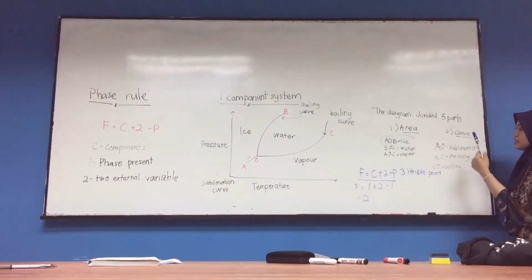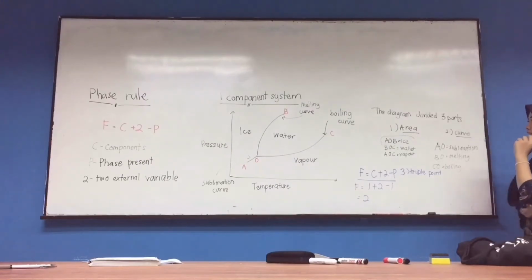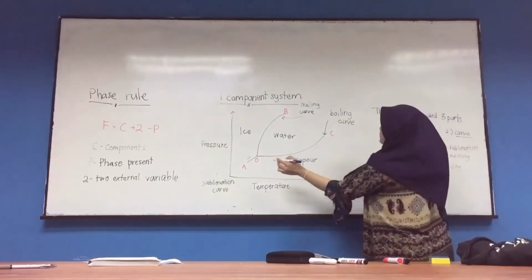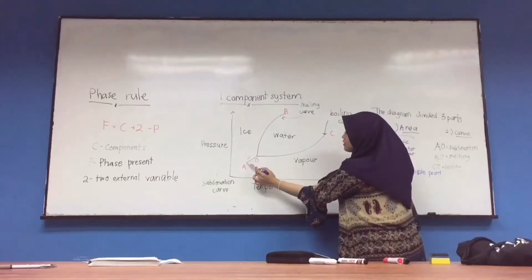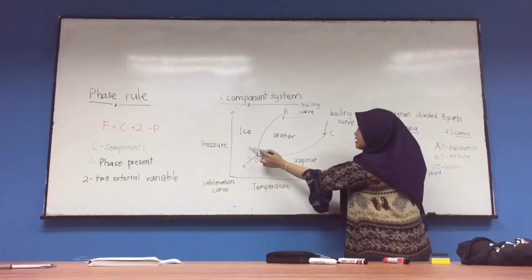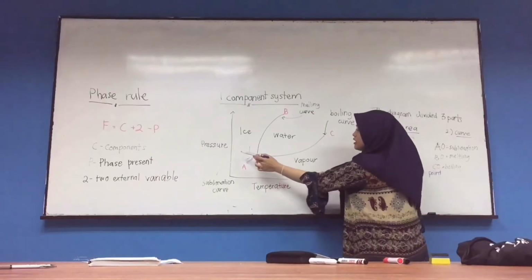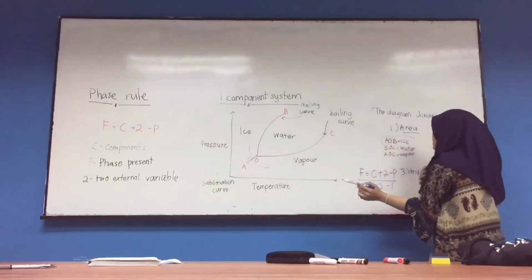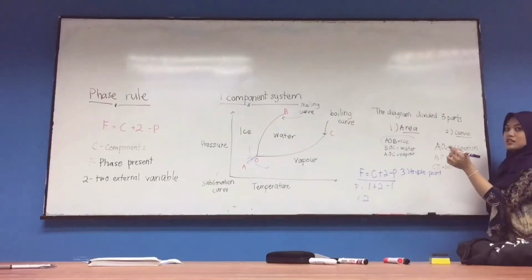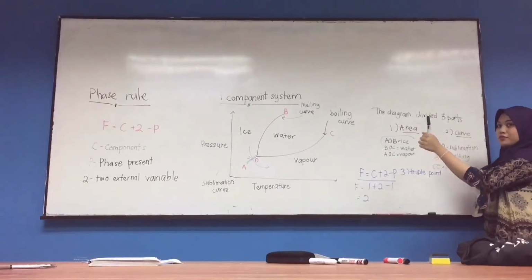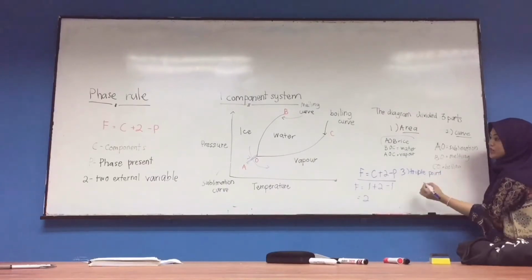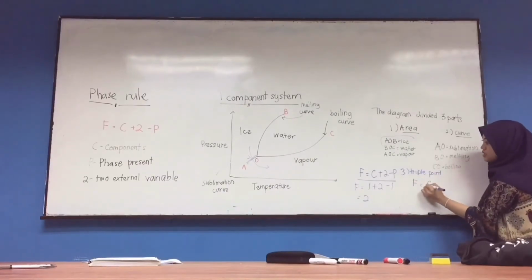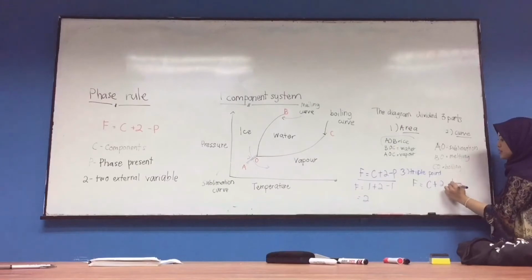Let me see the curve, for example AO. The curve is here. It's sublimation because ice goes to vapor, solid to gas. So we use the formula that I have written earlier, the same formula.